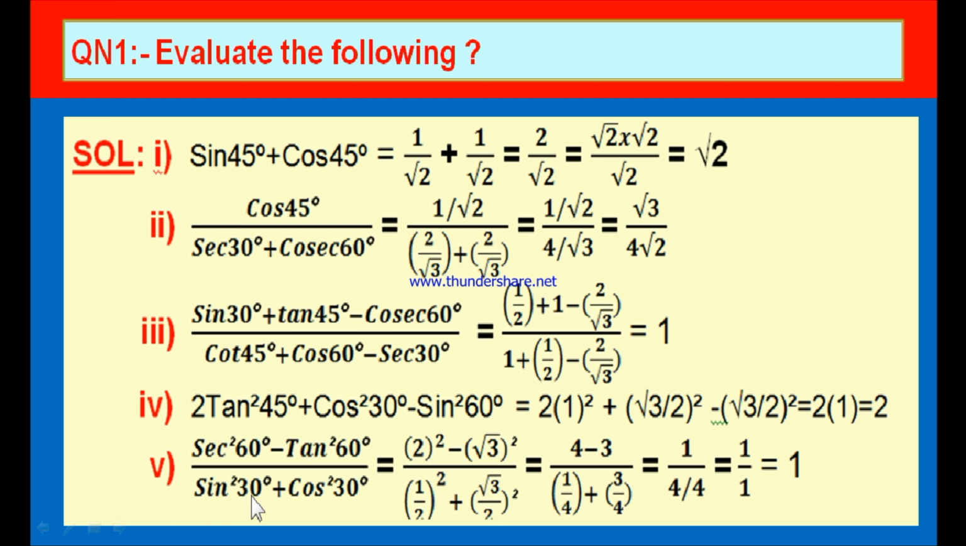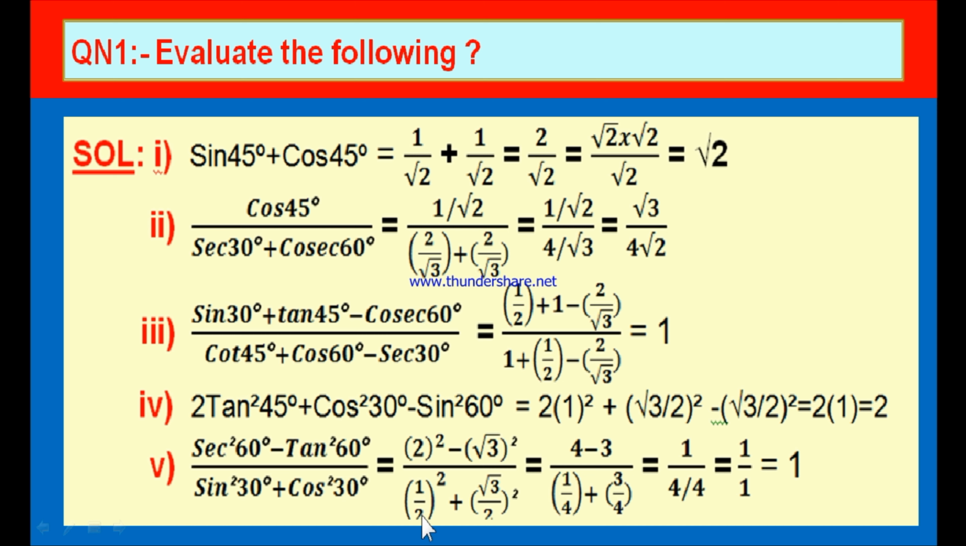Similarly, sine 30 degrees is 1 by 2. Sine square 30 degrees means 1 by 2 whole square. Plus cos 30 degrees is root 3 by 2. Since it is cos square 30 degrees, it is root 3 by 2 whole square. 2 square is 4 and root 3 whole square is 3 and 4 minus 3 is 1.